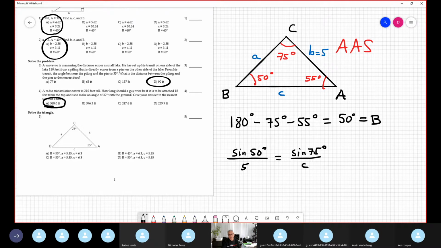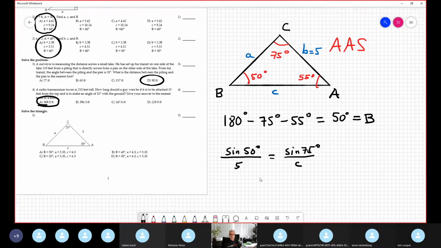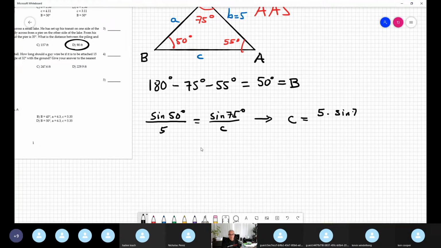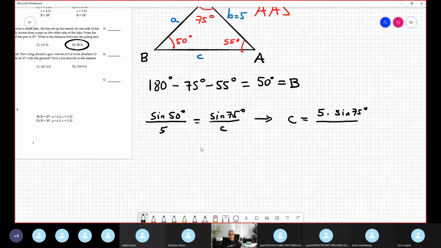I don't know C, so apply cross multiply. Continue here. Cross multiply: C is equal to 5 times sine 75 degrees divided by sine 50 degrees. And the rest is calculated. The answer is 6.3.